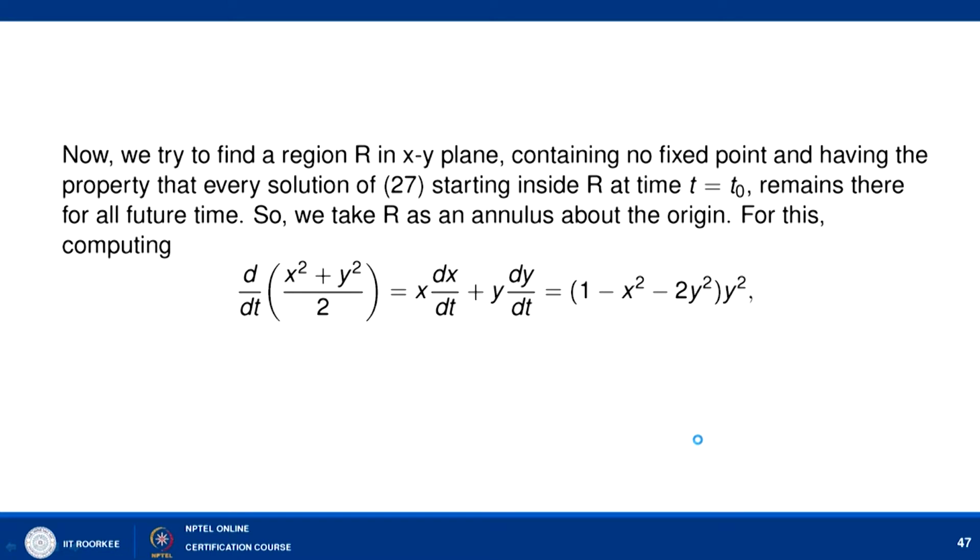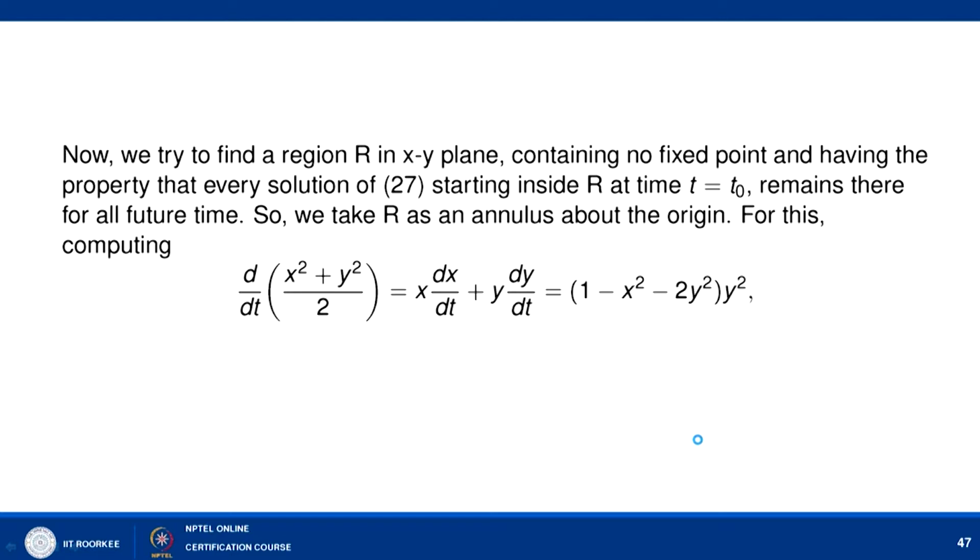So, let us find the region R in the xy plane containing no fixed point and having the property that every solution of 27 starting inside that region at some time, say t equal to t naught, will always remain there for all time. So, we take R as an annulus region about the origin.